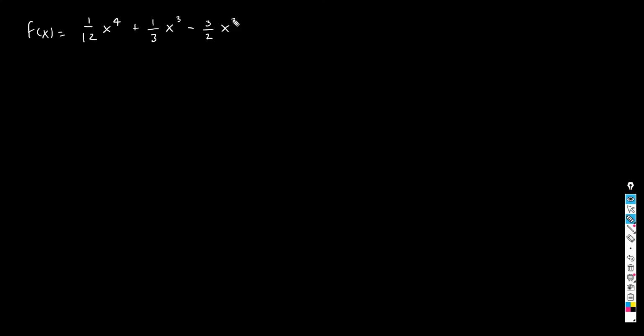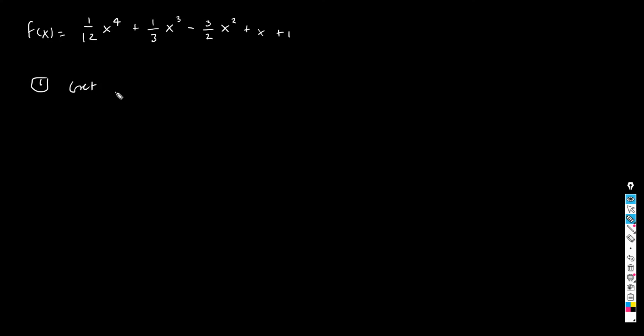The last example was this one, a little more complex. The function was 1/12 times x to the 4 plus 1/3 times x to the 3 minus 3/2 times x to the 2 plus x plus 1. Okay, let's do it.